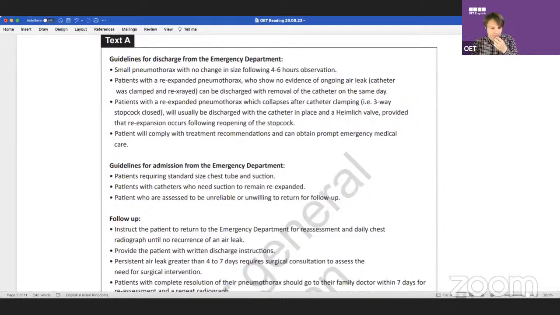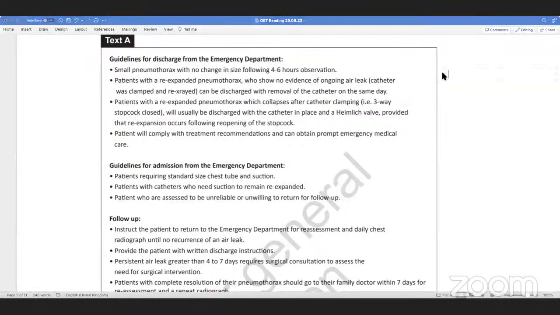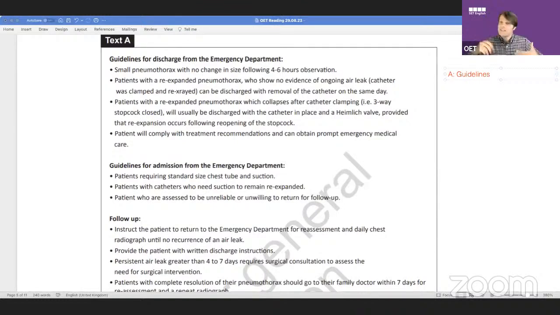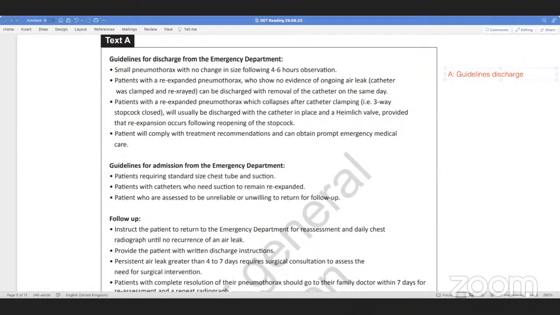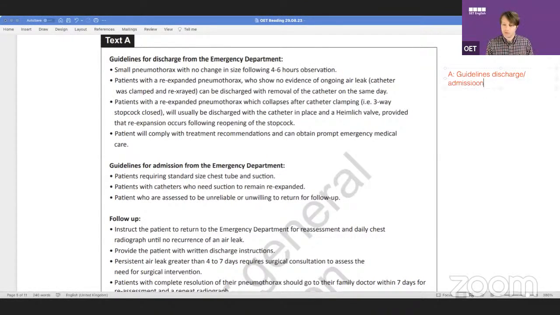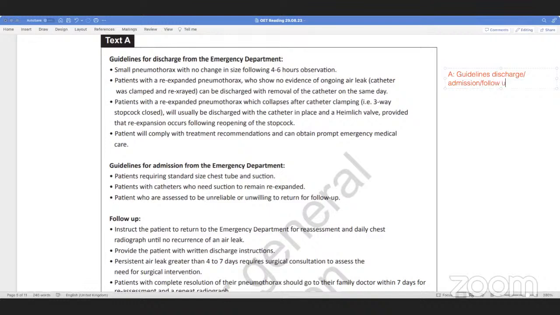Andrea, please. Seeing as you're so fast. What's my main idea, please? Guidelines for discharge, for admission, and follow-up. So what would you write down, guys? In the exam, you should write this down on the paper. Guidelines. Discharge. Admission, and follow-up.